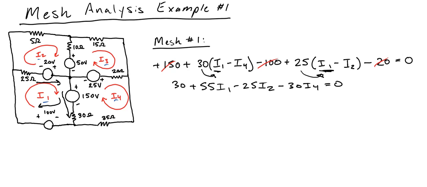And we can finally move over this 30. So we end up with 55 I1 minus 25 I2 minus 30 I4 is equal to minus 30. That's going to be our first equation. Okay, so we're going to end up with 4 equations for 4 unknowns. Let's move along here. Let's go for mesh 2.